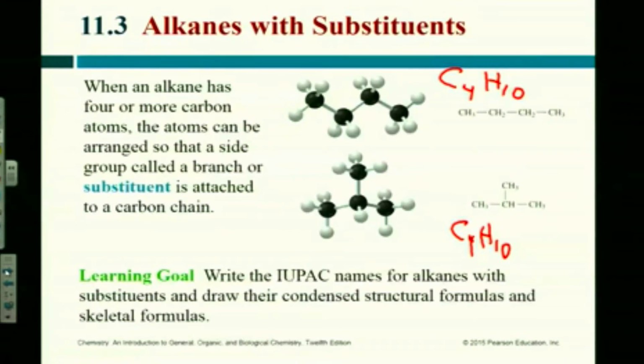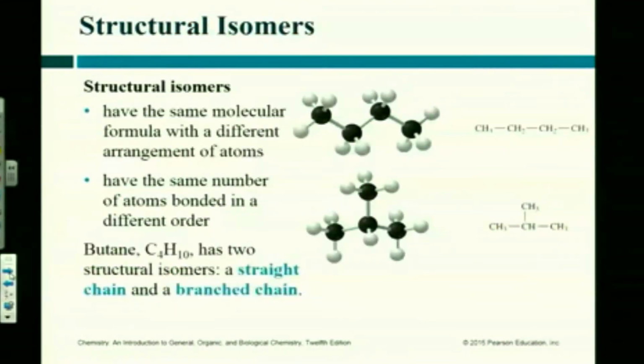So the chemistry of these molecules, because they're shaped differently, just like your teeth, is going to behave quite a bit differently. So we have to learn something about these. These are called structural isomers. They have the same molecular formula, but they're arranged differently.